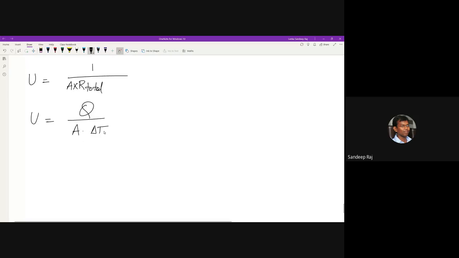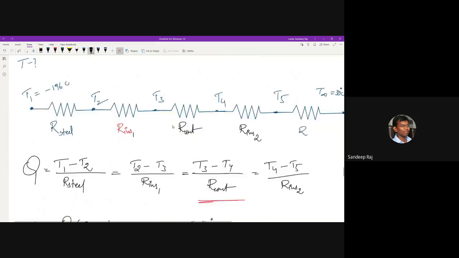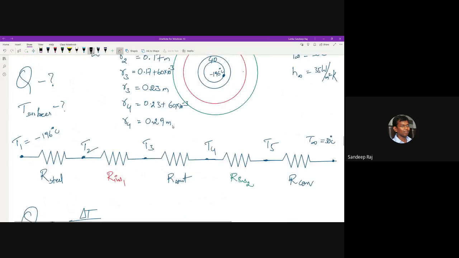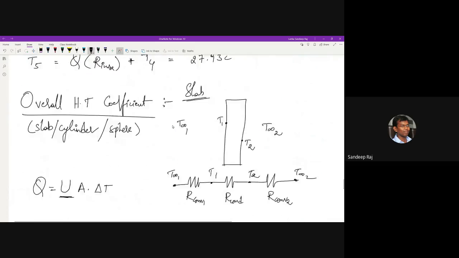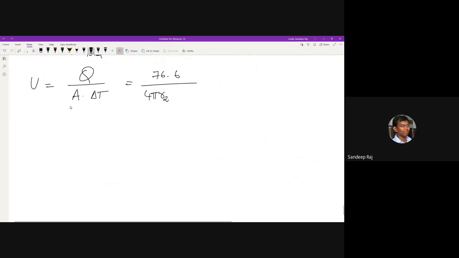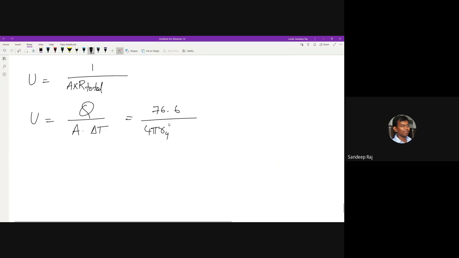So in our case, you got the Q value here. It is 76. Is it 76 or 76 point something? 76.6, divided by the area 4 pi R2 square. When I say R2, this is the outermost one, the radius is R4 here, 0.29 meters. So you put it as R4 square, into the delta T.